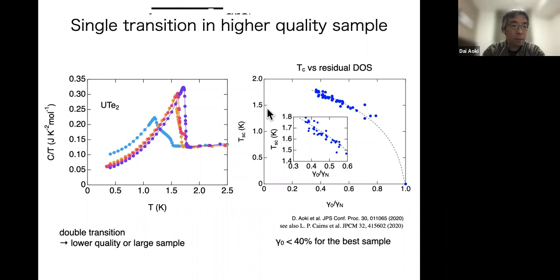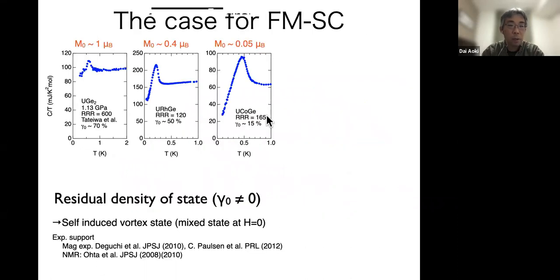Concerning the residual density of states, I want to remind you of the case of the ferromagnetic superconductors. These are uranium germanium 2, rhodium germanium, and cobalt germanium. Of course, to measure the specific heat, we need to measure the best quality samples. Here we measured samples with RRR of 600, 120, and 165. They are very good single crystals. And these have ordered moments of 1 μB, 0.4, and 0.05 μB. So you can understand that even with such high quality single crystals, it shows a large residual density of states, and this may be related to the ordered moment.